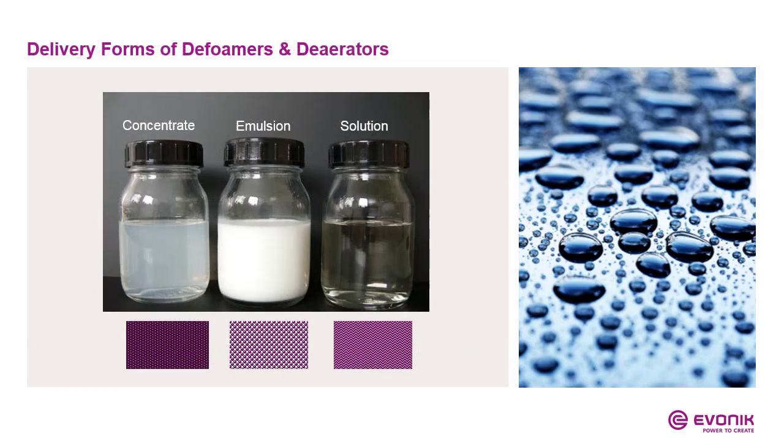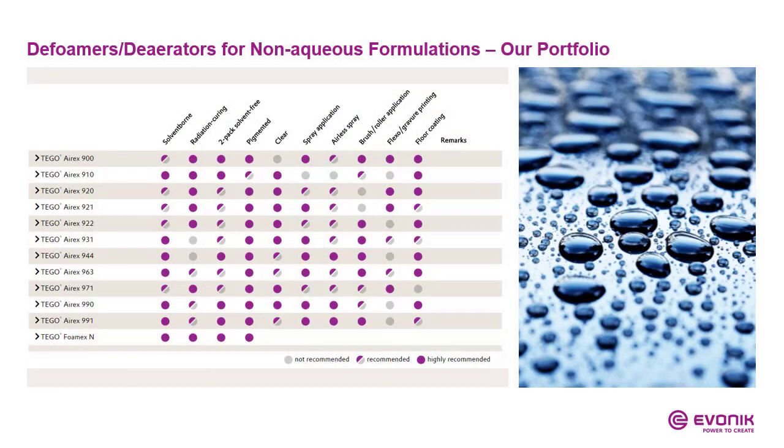These are the delivery forms of the defoamers and deaerators. We supply them in concentrate form, 100% usually, and emulsion form and solution form. But for solvent-borne, usually we use the concentrate and solution form only. This is a nice overview of our portfolio for defoamers and deaerators for solvent-borne and UV systems. We have about 12 products, and you can see this list on our website, coatingsadditives.com.